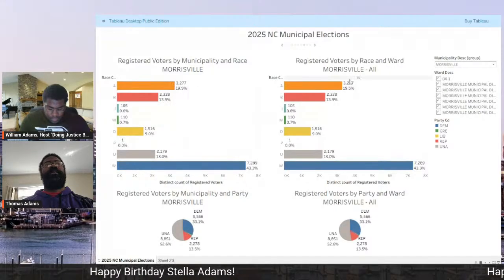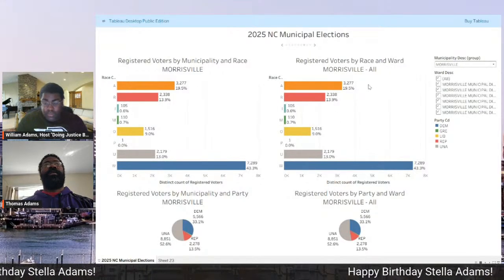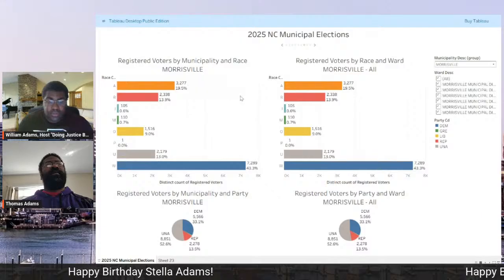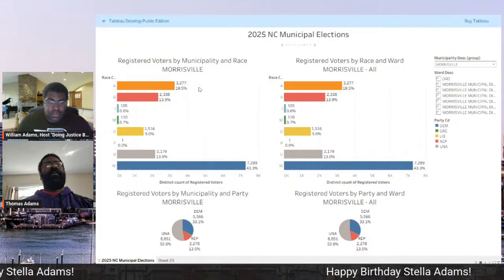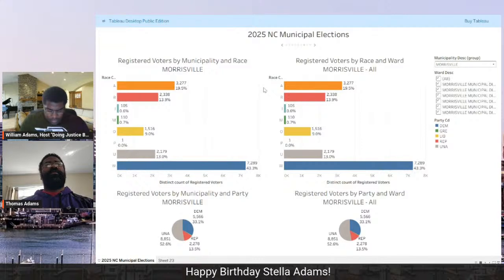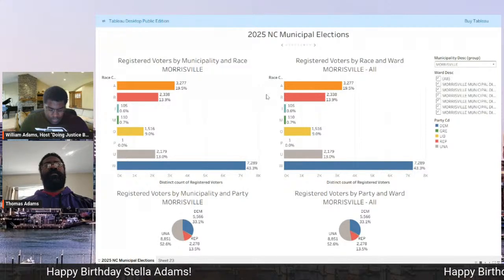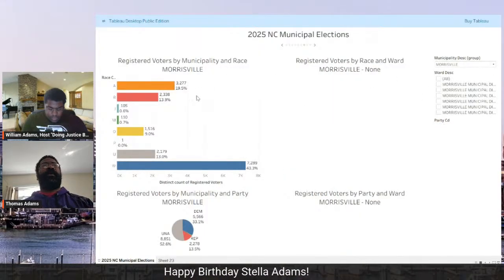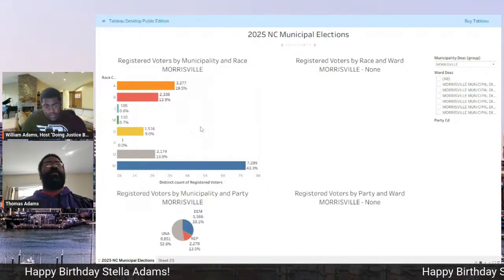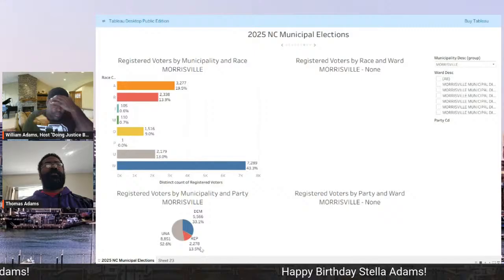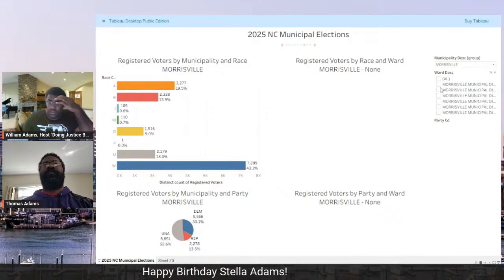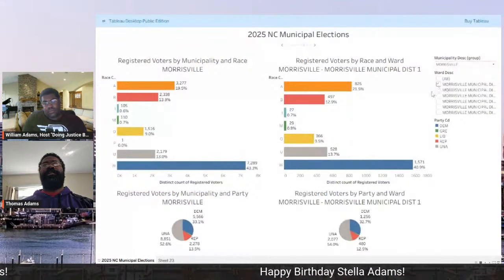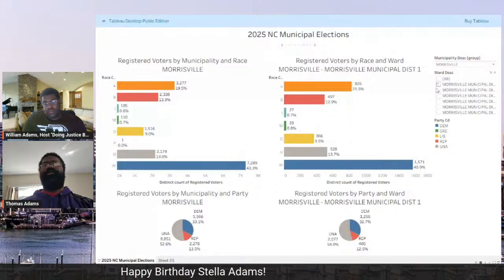Okay, now if you see here, as you said, they have a very significant Asian population, which is unusual for most areas of the state. On the left, you will have the town as a whole, Morrisville. The top is race, and on the bottom you can see by political affiliation. And if I click, you can see there's District 1.